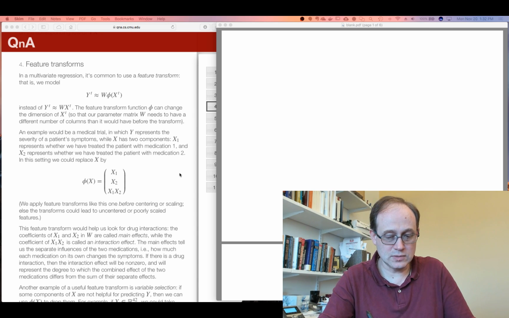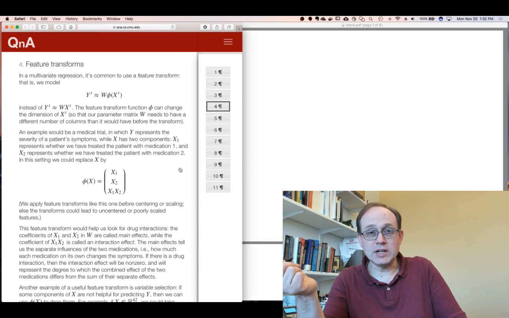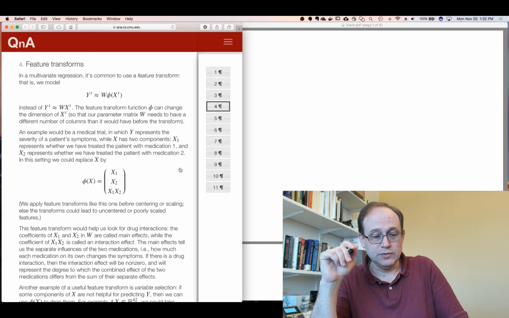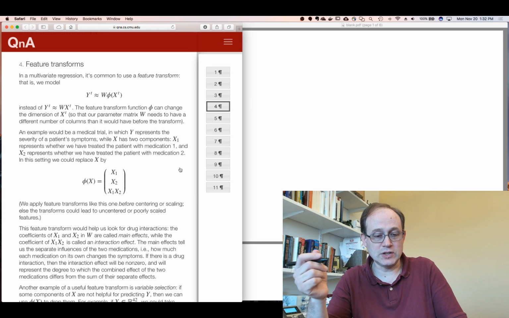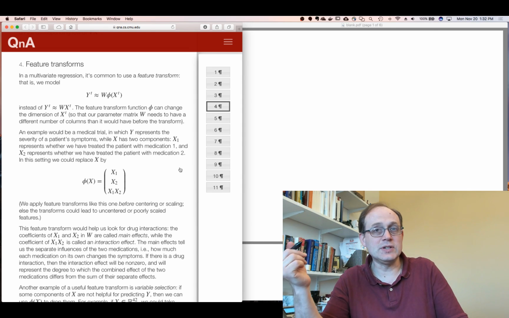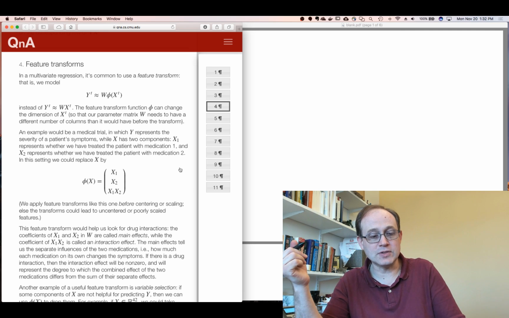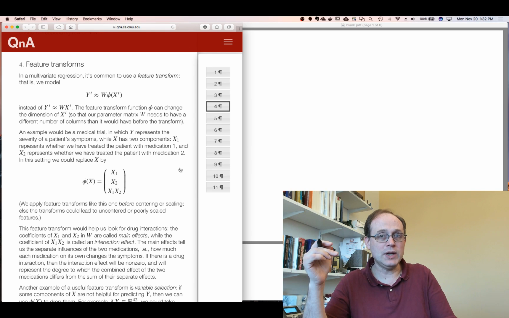We're talking about multivariate regression here, and for multivariate regression, it's common to use a feature transform. In other words, instead of modeling y equals w times x, we model y equals w times phi of x. And this feature function, phi, can change x however we want in order to make regression work better.